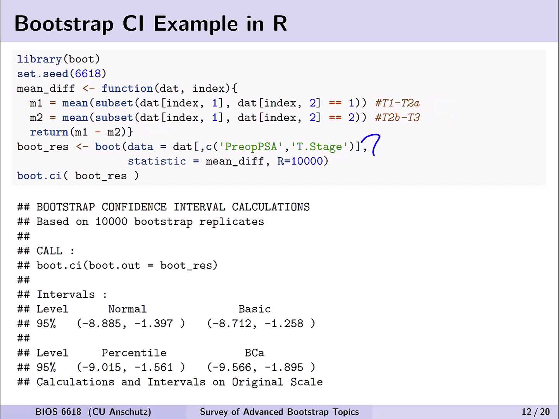From there, it's pretty easy to implement this function. We use boot, giving it our data set, the function we just created, mean diff, for our statistic, and we're going to say that we have 10,000 bootstrap iterations. Once we run that object, we can feed it into the boot.ci function.